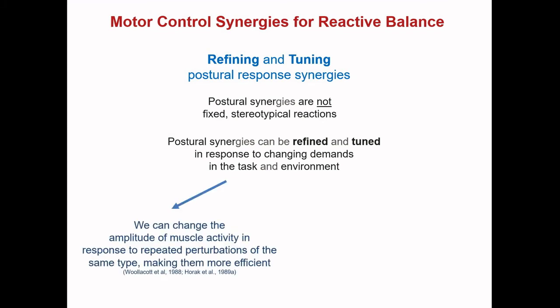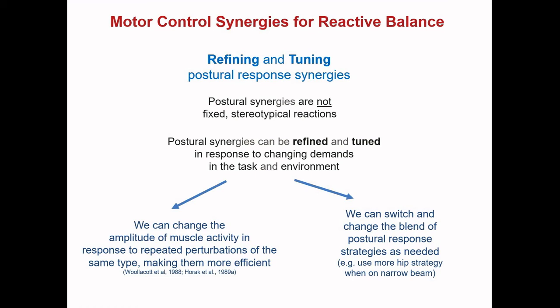A simple example of the adaptation of postural synergies can be seen in the following way. If a person experiences repeated balance perturbations that are all of the same type, then over time we will observe a change in muscle activity that acts to make the response more efficient. For example, if you're standing on a train and all of the perturbations that you're experiencing are causing a moderate amount of backward sway, you're able to adapt to that situation and develop synergies that are fine-tuned to counteract that particular type of perturbation.